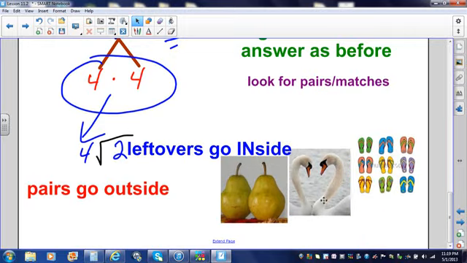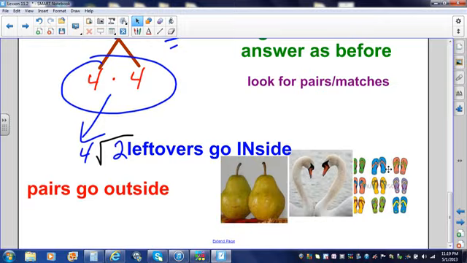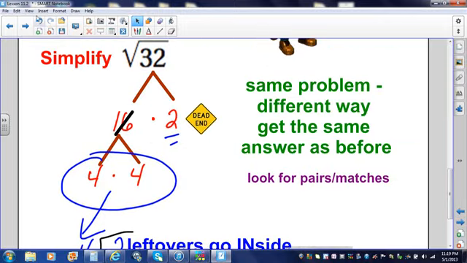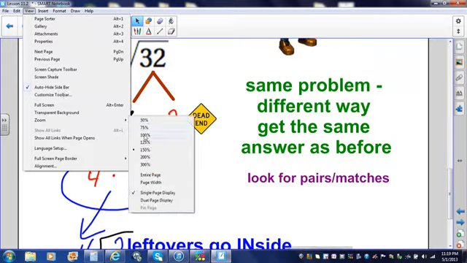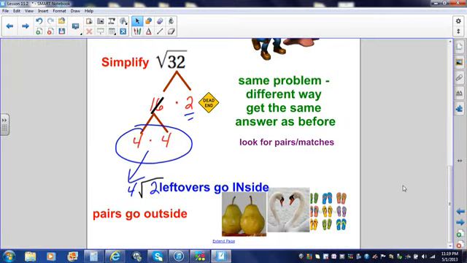Strangely enough, I do believe that's the answer we got before. So to answer your question, young grasshopper, yes, there is more than one way to do the problem. You do the problem the way that's easiest for you.